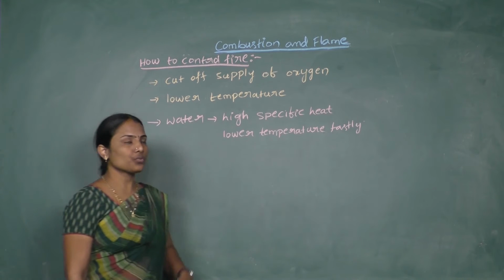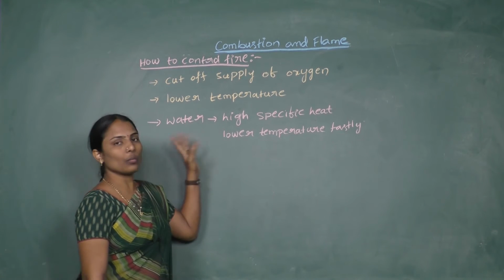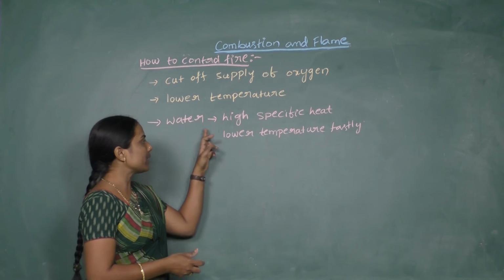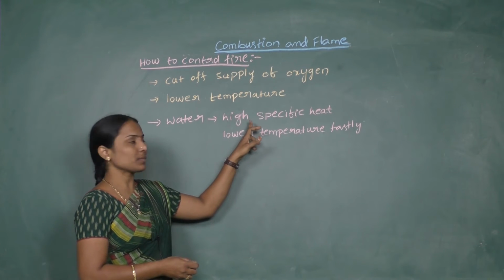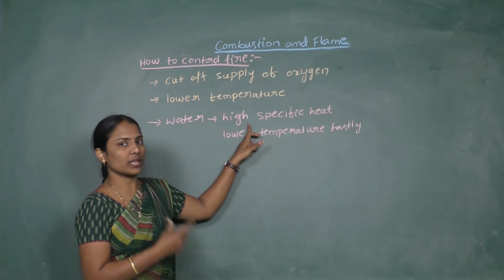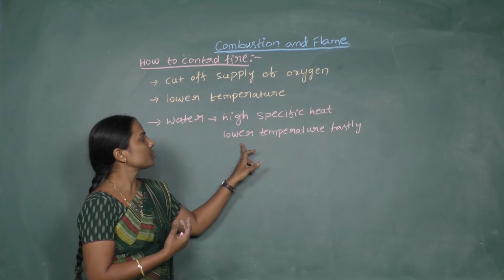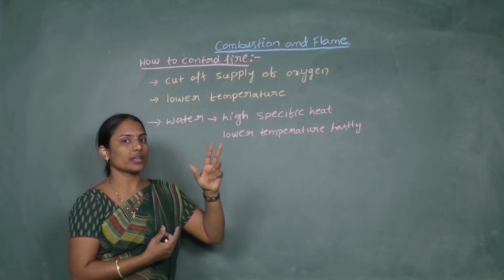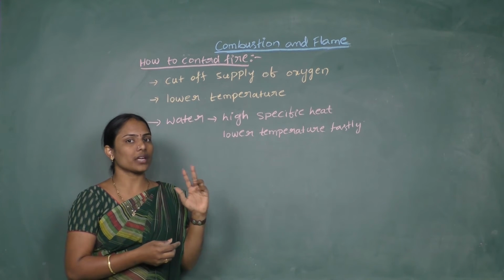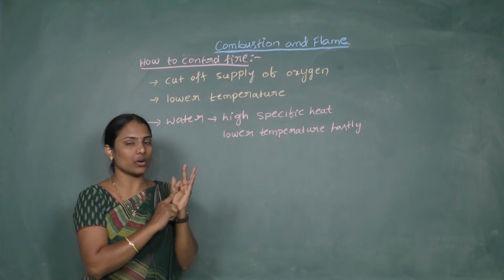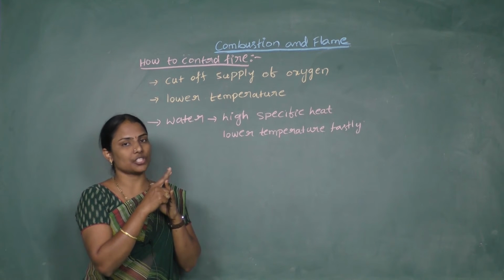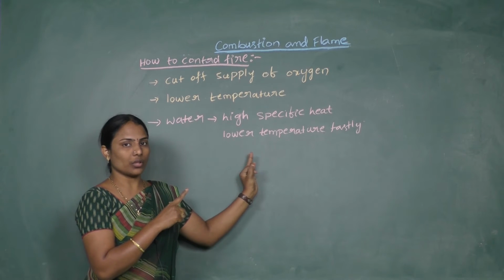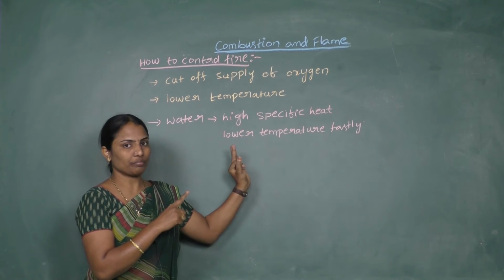Okay, so this is one way. When we pour more water on the flames, water has high specific heat, and because of that it absorbs large amounts of heat so that it lowers the temperature fast. So the second requirement: what are the two requirements for combustion? One is oxygen and one more is ignition temperature. So the ignition temperature will be taken away, right?